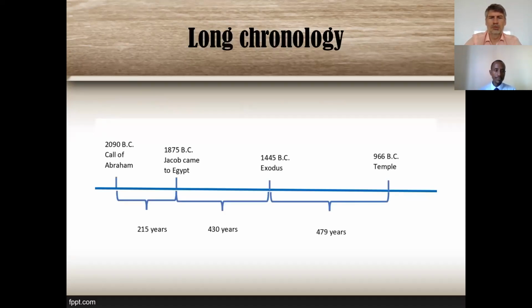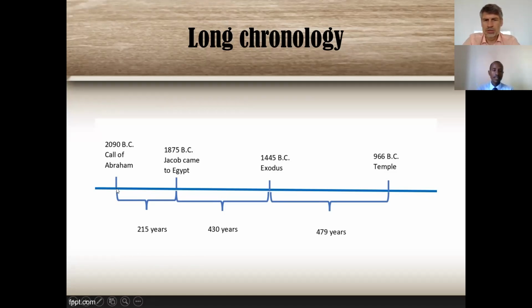So this is the long chronology. Let us look at it. Do you see, from Exodus to the building of the temple, we have 478 years. So we have 430 years of living in Egypt, and this is the date when Jacob came down to Egypt. And the call of Abraham happened in year 2090, when he was 75 years old. So this is the long chronology.